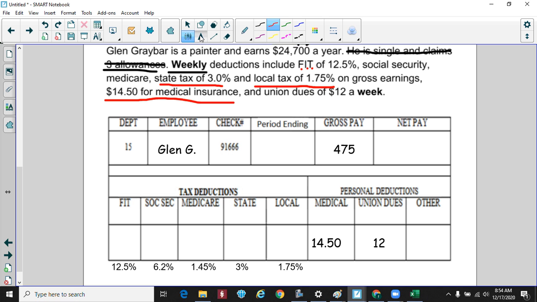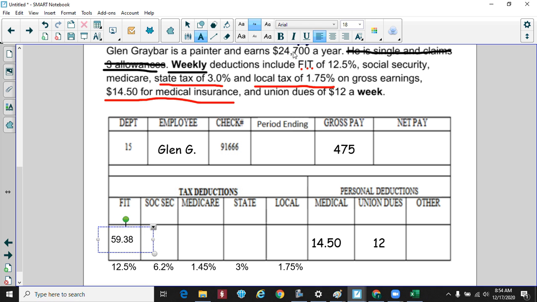So $475, and I'll probably need to do a smaller text. $475 times 12.5% will be 59.38. When I multiply it by 6.2%, it's 29.45. When I multiply it by Medicare, 8.89. When I multiply it by the state tax, I get $14.25. And lastly, when I multiply it by local, $8.31.